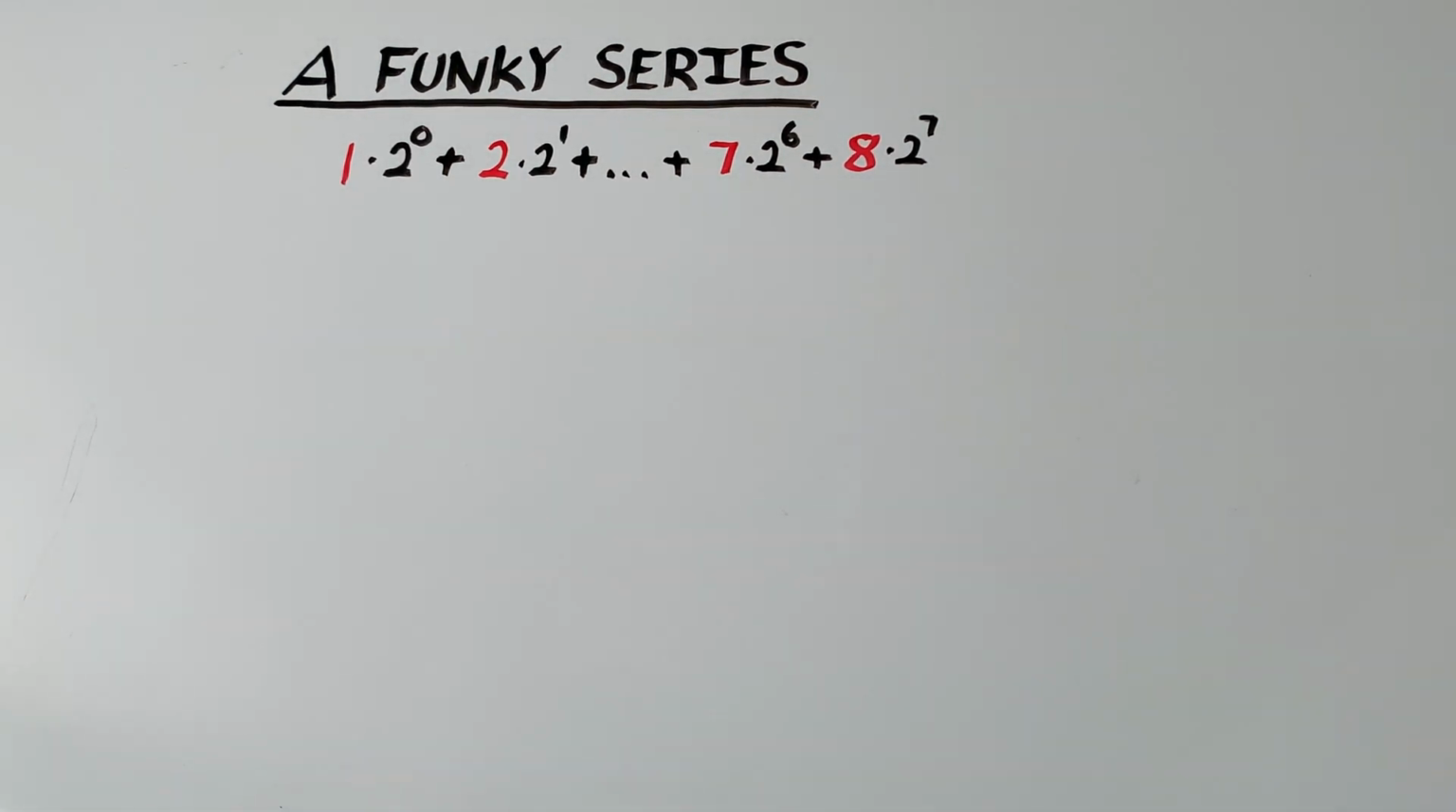The numbers in black go 2 to the 0, 2 to the 1, 2 to the 2, 2 to the 3, 2 to the 4, 2 to the 5, 2 to the 6, and 2 to the 7. So that's a geometric progression with a common ratio of 2.